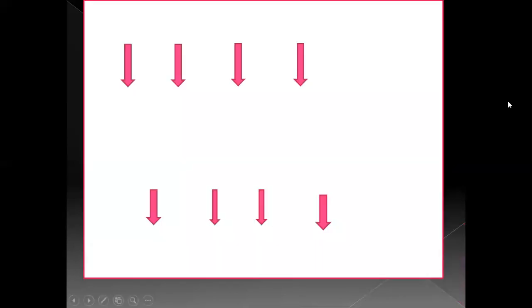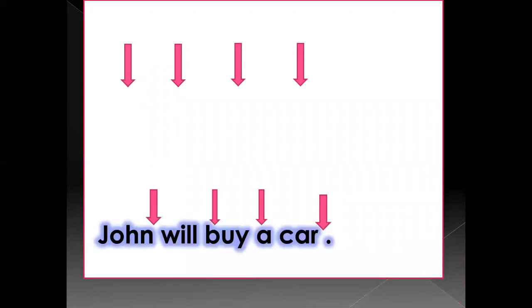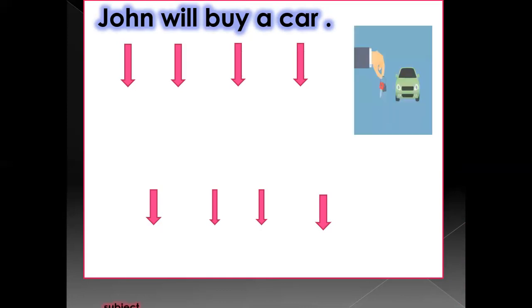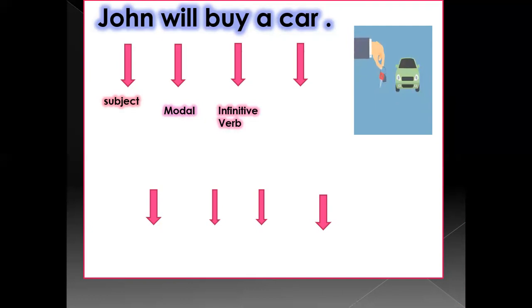And now I want any one of you to give me another example that contains a modal verb in English. Excellent. So when we say John will buy a car, okay, here John is the subject, will is the modal verb, buy is the infinitive form of the verb, and a car is the object of this sentence. So the sentence starts with the subject, which is John. John will buy a car.